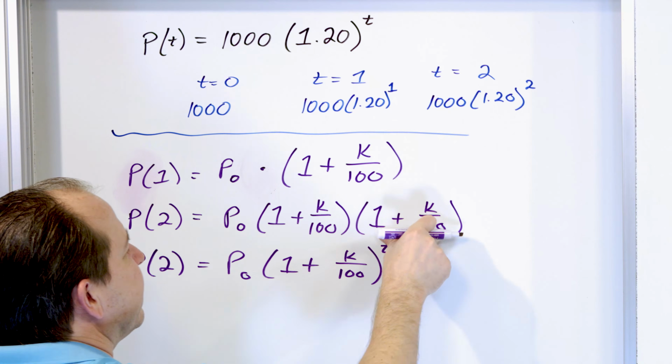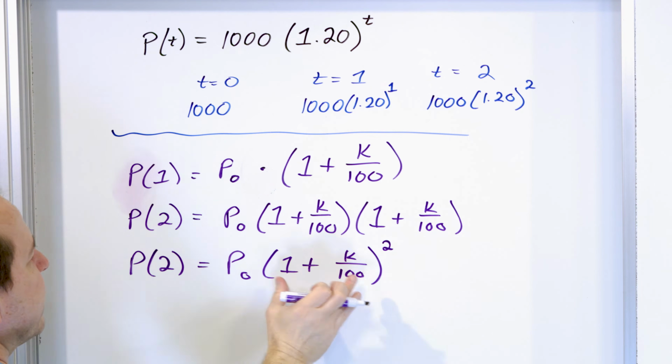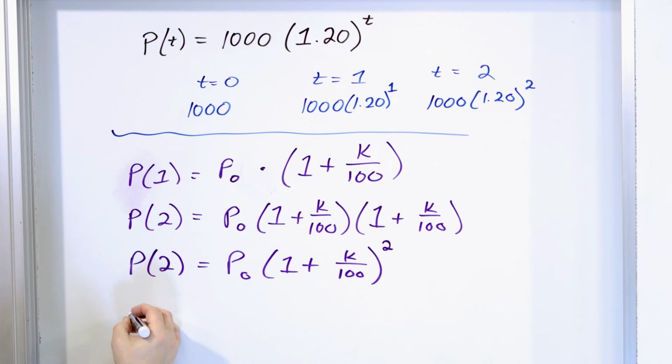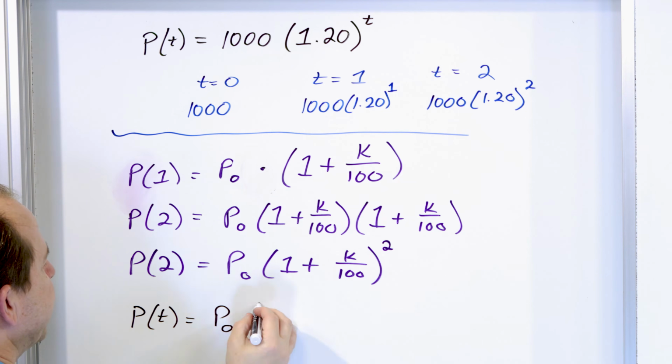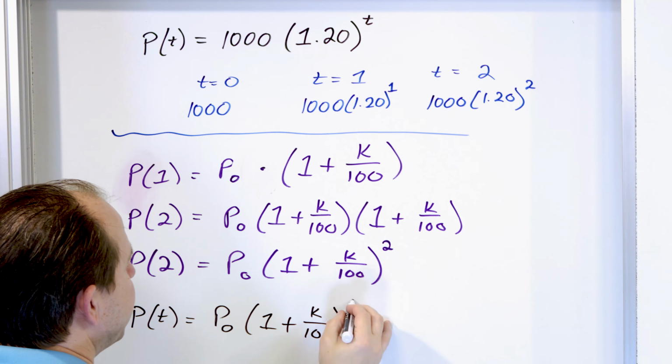Or I should say, since it's 2 months in the future, we'll just replace this with a 2 here, because when you multiply these together, that means it's that quantity squared. And so if you wanted to know what the population was at any point in the future, it would just be the initial population, 1 plus k over 100 to the power of t.